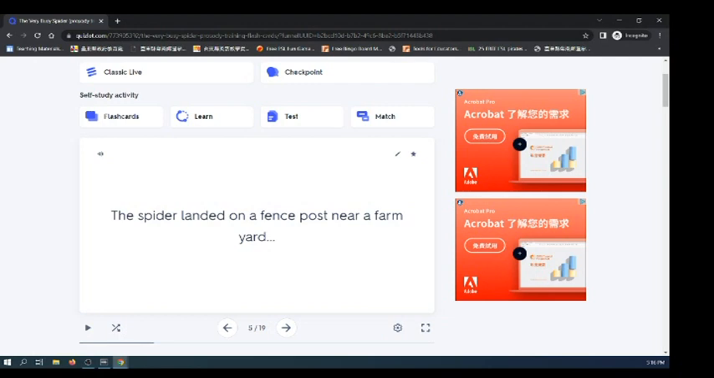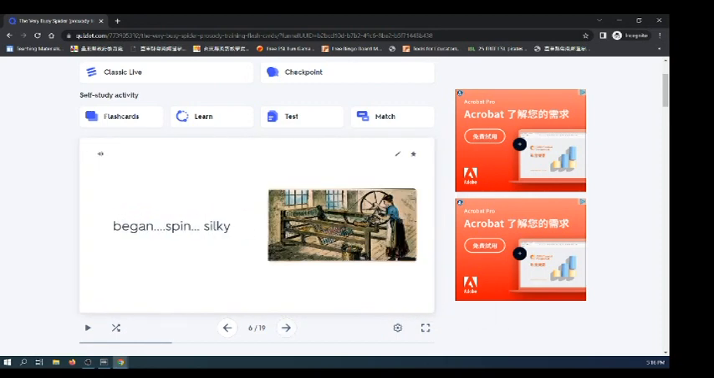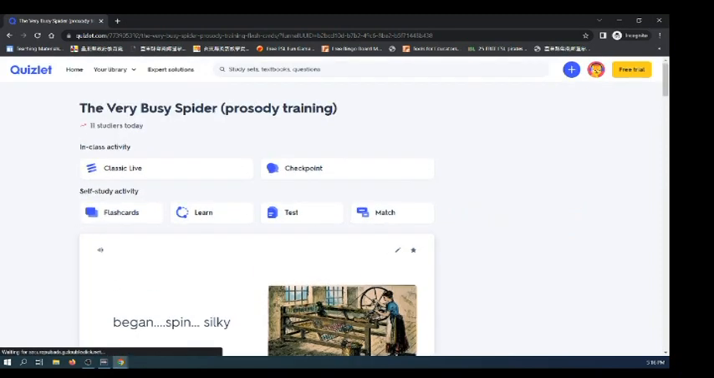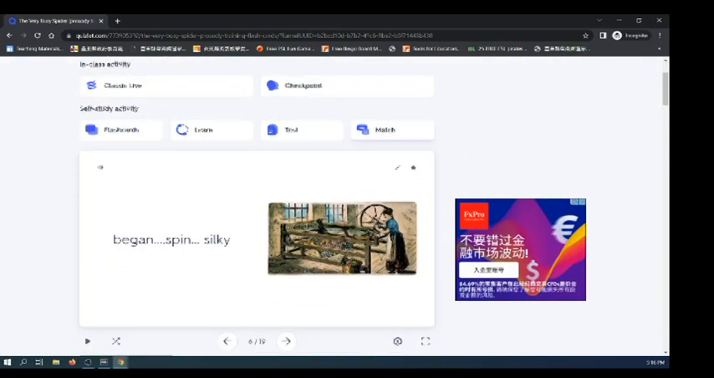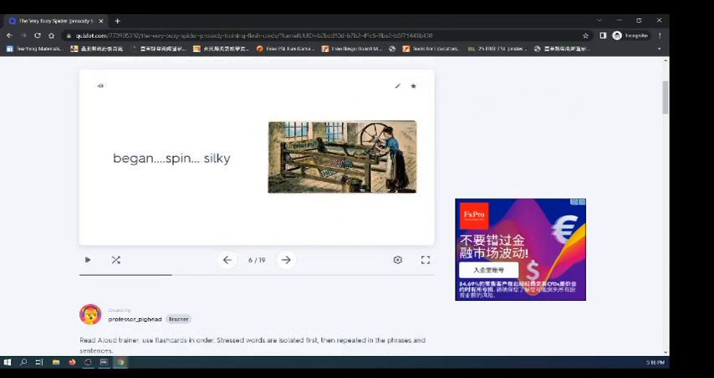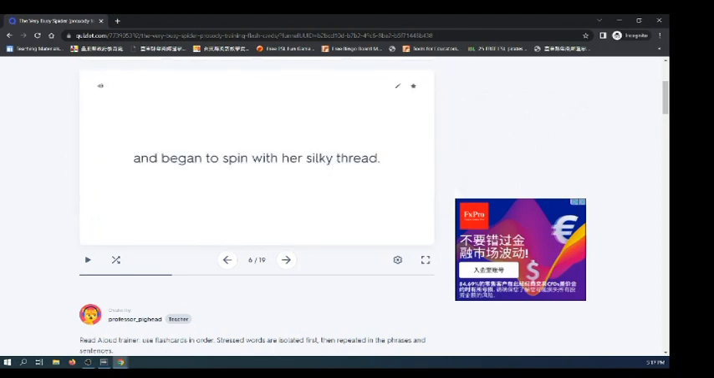And this is a very short demonstration of how you use a prosody set. Any of the Quizlet sets that say prosody training or a sentence practice will work like this. Began, spin, silky. And began to spin with her silky thread.